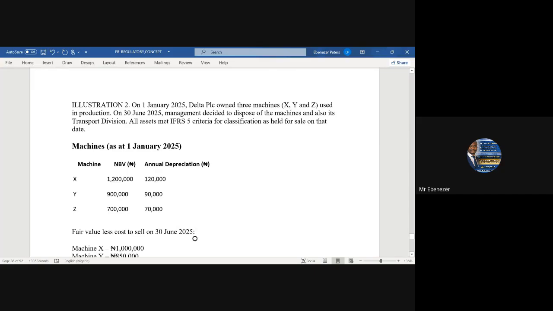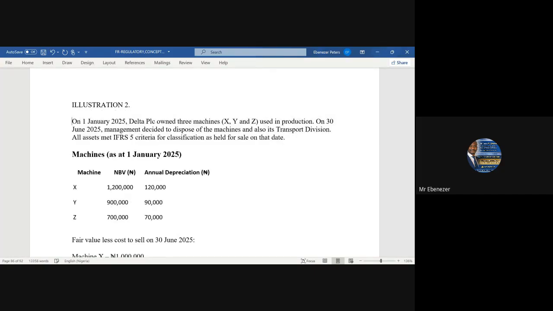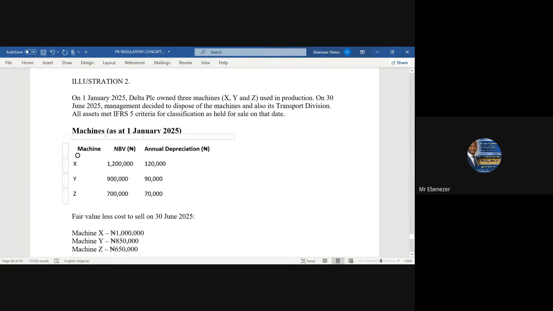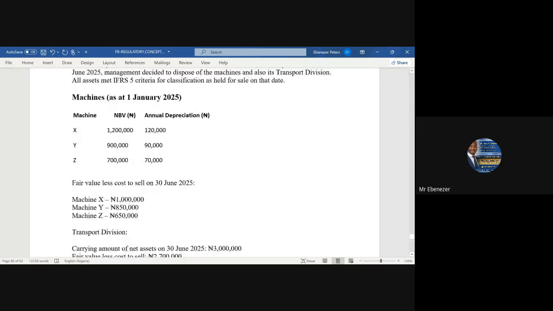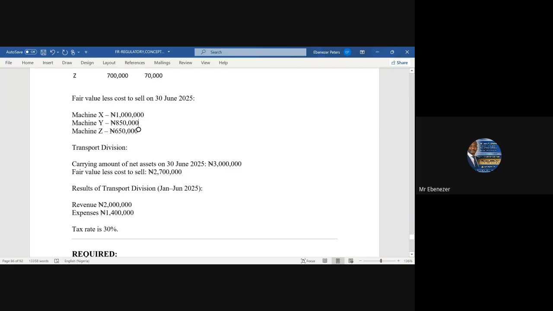On 1st January 2025, Delta PSA held 3 machines used in production. On 30th June 2025, management decided to dispose of the machines and also its transport division. All assets met the FRS 5 criteria for classification as held for sale on that date. Machines X, Y, and Z have a fair value less cost to sell, and the transport division has its own. The carrying amount of net assets on 30th June 2025 is 3 million, and the fair value less cost to sell is 2.7 million. The result of the transport division from January to June is revenue of 2 million and expenses of 1.4 million.